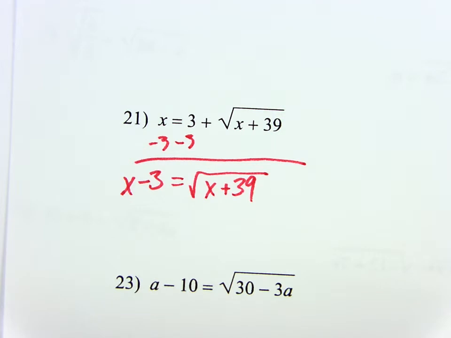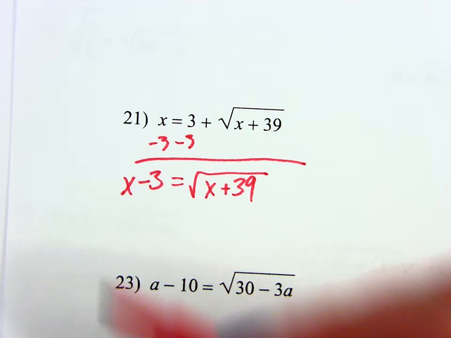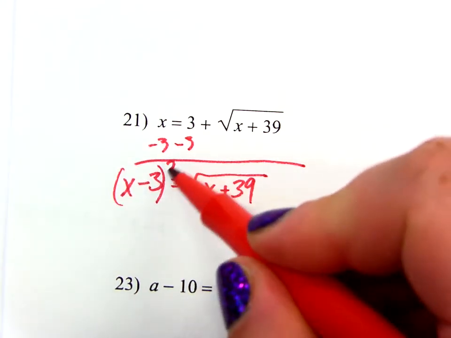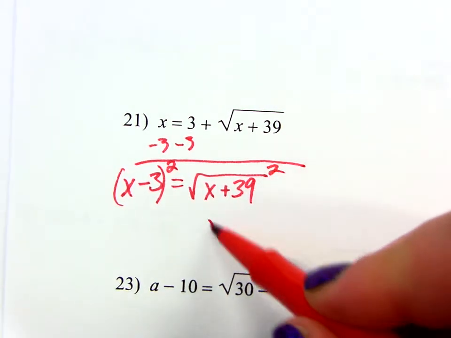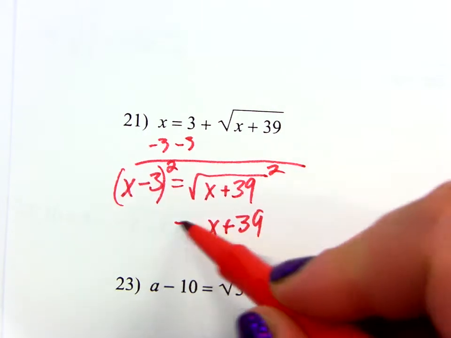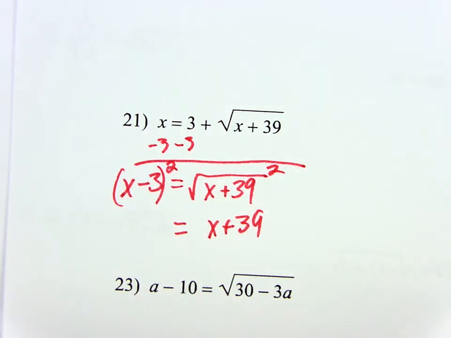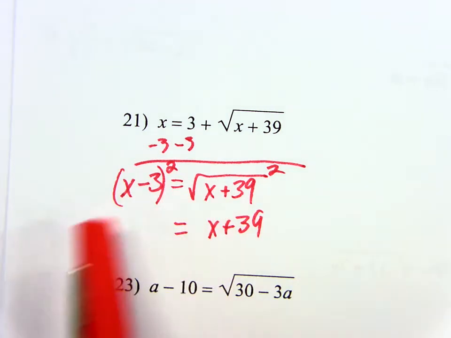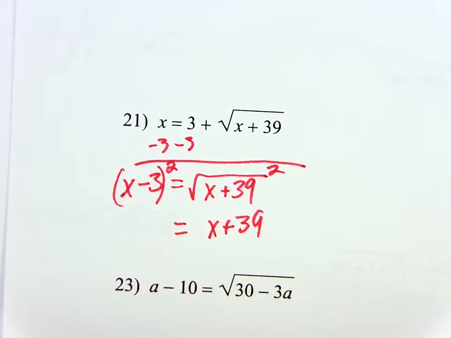This is where I hope you have enough algebra foundation to do this right. When I square the left-hand side, squaring the right-hand side is easy. That's just x plus 39. What do you get when you square the left-hand side? You get x squared minus 9. X squared minus 6. You have to FOIL it. Because that's x minus 3 times x minus 3. You can't just push that square through. It doesn't work like that with a binomial. You have to FOIL it.